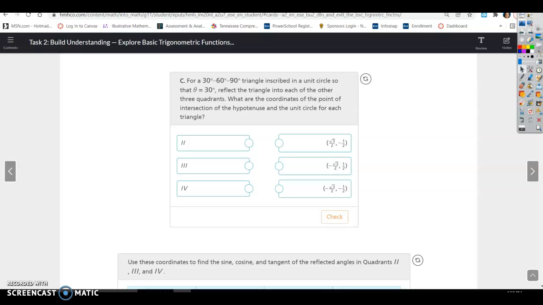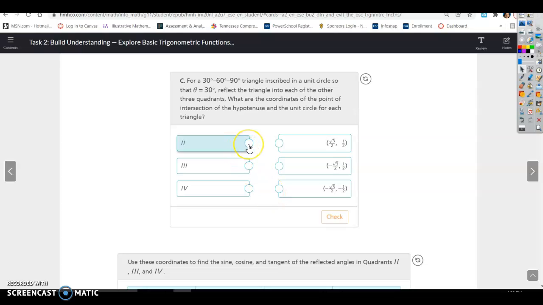All right, for a 30, 60, 90 triangle inscribed in the unit circle, for theta 30, reflect the triangle into each of the other three quadrants. What are the coordinates of the points of intersection? So again, we're just looking at the sine value. You can see we've got square root of 3 over 2, and we've got 1/2. So the difference is, what does it matter in quadrants 2, 3, and 4?